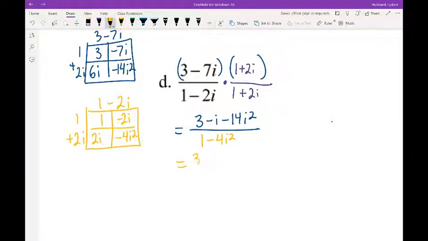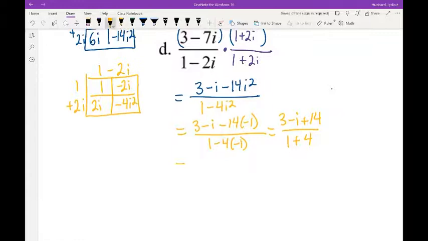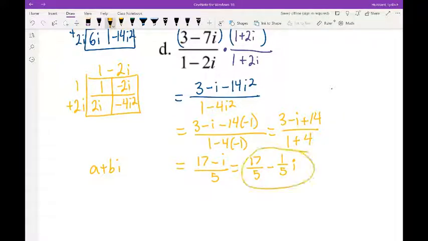So from here, I can turn all of those i squareds into -1s, which would give me 3 minus i plus 14 over 1 plus 4. So I'll combine some like terms. So I'll get 17 minus i over 5, but we want to write this in standard form, which is a plus bi. So a would be 17 over 5, b would be a negative 1 over 5, and we would put the i on the end. So we're just kind of splitting up that fraction. And so this would be our solution.